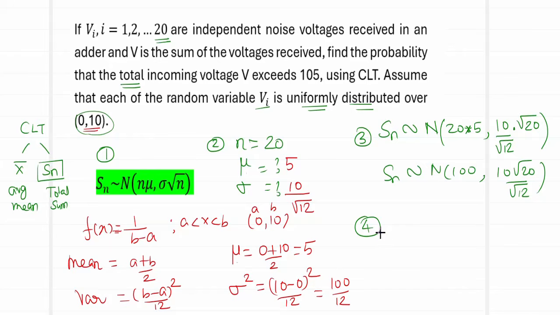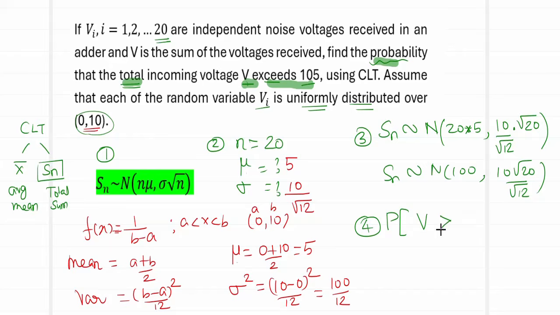Identify the question requirement. What is the question requirement? The total incoming voltage V. Find the probability that the total incoming voltage V exceeds 105. So we have to check the probability that the total incoming voltage V exceeds 105.